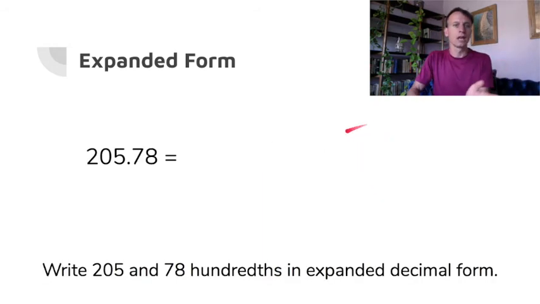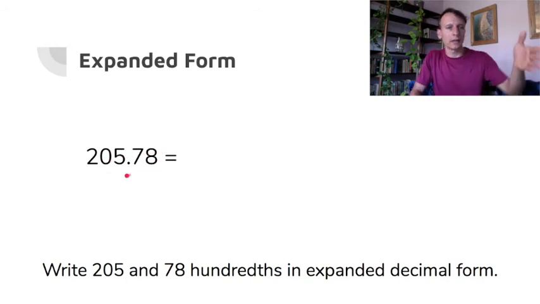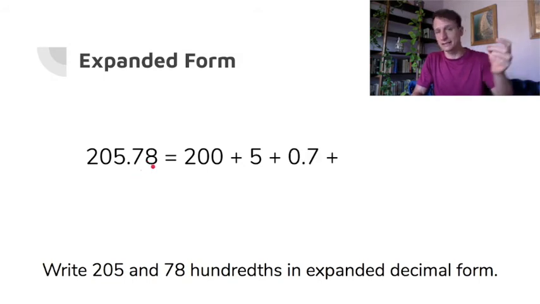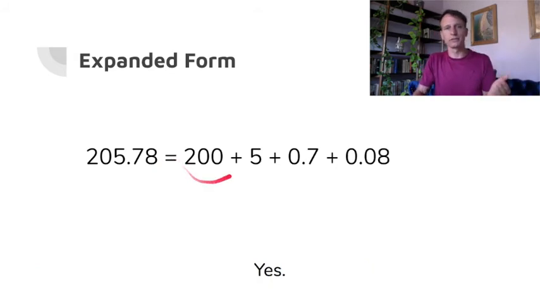All right. Whoa, bigger number, scary. No, okay. The value of the 2 is 200. Value of the 5 is 5. 7 is in the tenths place. Its value is 7/10ths. The 8 is in the hundredths place. Its value is 8/100ths. Beauteous!